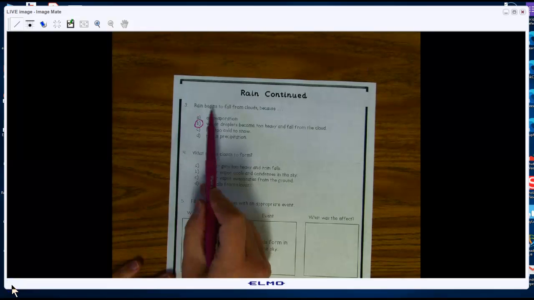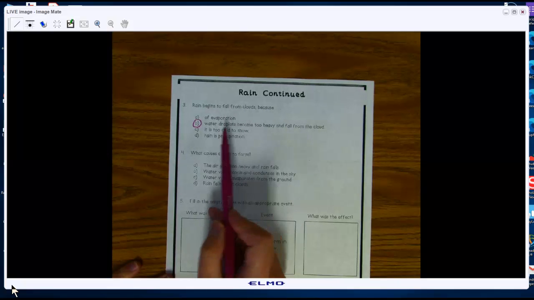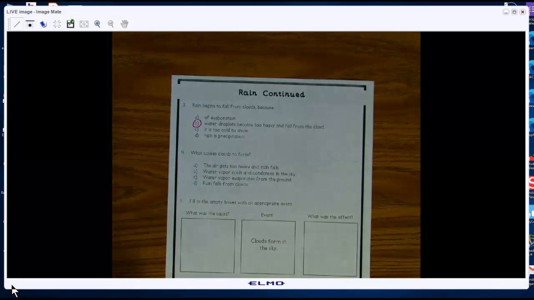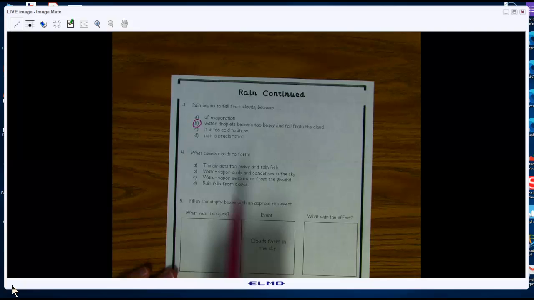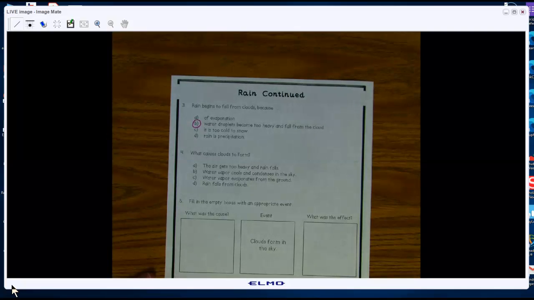Okay, we said number 3, rain begins to fall from the clouds because the water droplets get too heavy and fall from the cloud. Now let's see if we can remember this one. What causes clouds to form? How do they form? The air gets too heavy and the rain falls. The water vapor cools and condenses in the sky. The water vapor evaporates from the ground, or the rain falls from clouds.